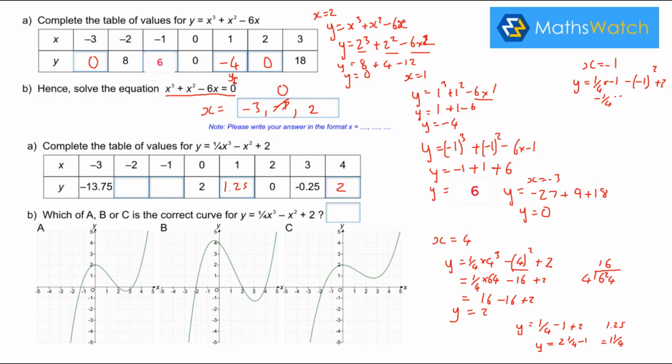So quarter times minus 1 is minus a quarter. Now you've got minus 1 squared, which is plus 1, but you've still got the minus sign here. So you've got minus plus 1, which you know makes a minus, and then plus 2. So you've got y equals minus 1.25 plus 2. So y equals 0.75 here.